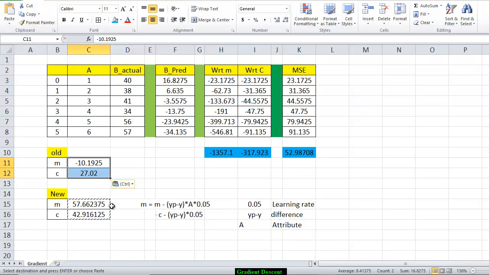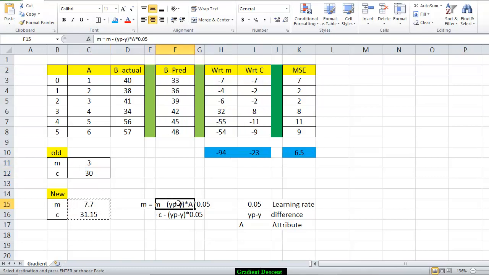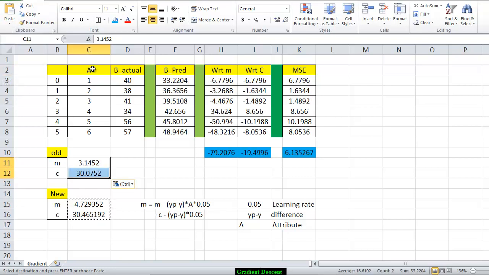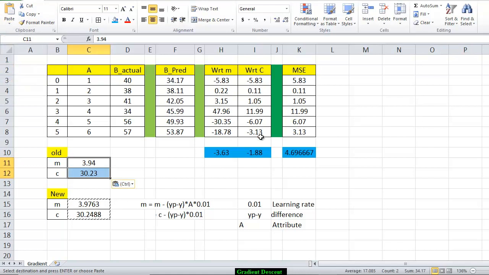Now you can see the deviation grows more, and hence the learning rate is not proper. So I am going to change my learning rate to 0.02. Again and again we need to repeat the same. Now you can see the new m and c. We just have to apply the formula here, and when I copy paste, you can see the difference. This MSE gets reduced. Earlier it was 6 point something, now it is 4 point something.